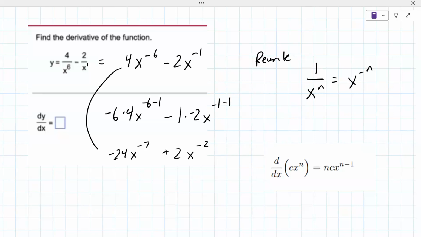You will eventually be able to go right to this line here. You know, -6 times 4 is -24. Subtract 1 from the exponent. -1 times -2 is +2. Subtract 1 from the exponent. That is your final answer.